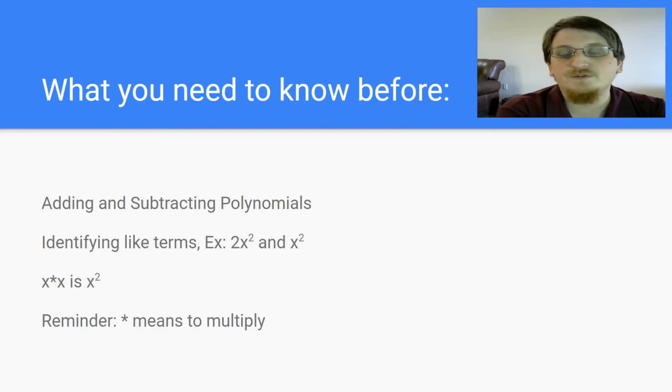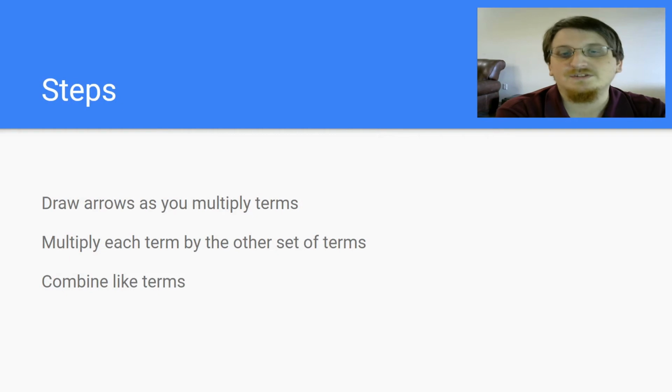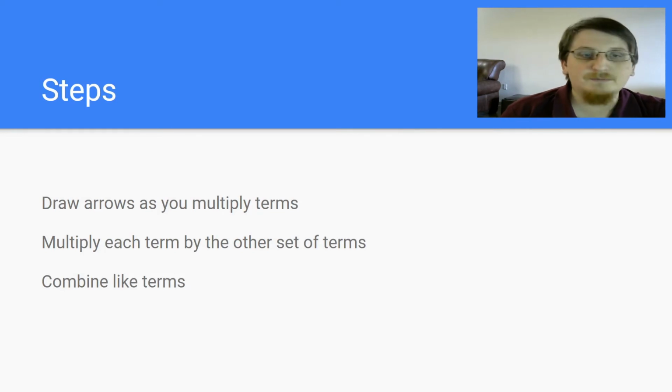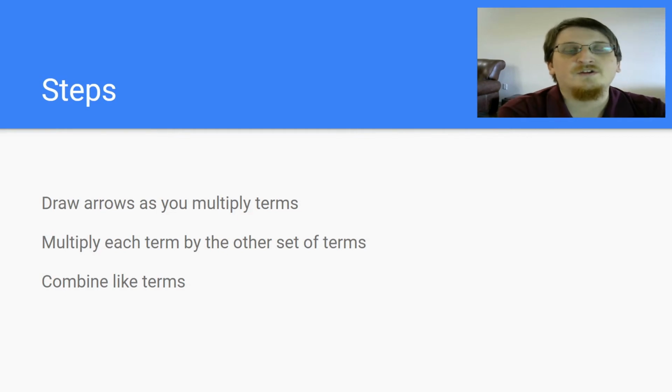All of our problems will use very similar steps. Some may be more complex or have more steps, but each will follow similar steps. We start with our question, the problem that was given to us. Then I would personally draw arrows to make sure that we are multiplying all terms by each other. After you multiply, we need to look at our problem and see if we have any like terms. If we do, then our problem is not completely solved and we need to combine like terms. So let's start off with our first question.